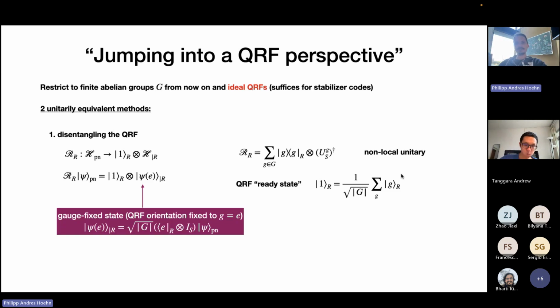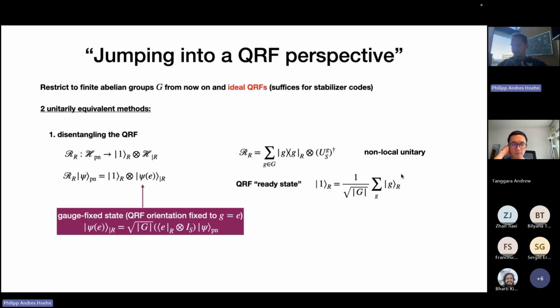So it's what we sometimes call jumping into quantum reference frame perspective. And I should say for the remainder now, I'm going to restrict to finite abelian groups, and that I will do because a stabilizer group is just a finite abelian group. And I will restrict to ideal quantum reference frames, so with orthonormal orientation basis, and that's just because that will suffice for the stabilizer codes later.